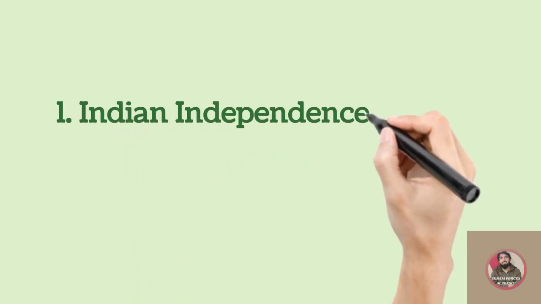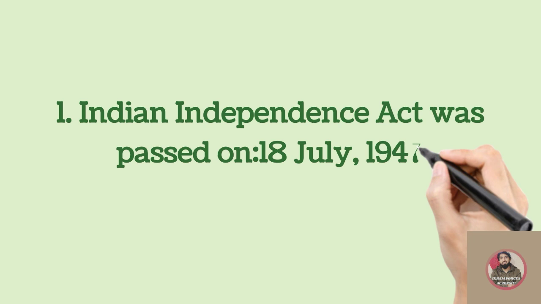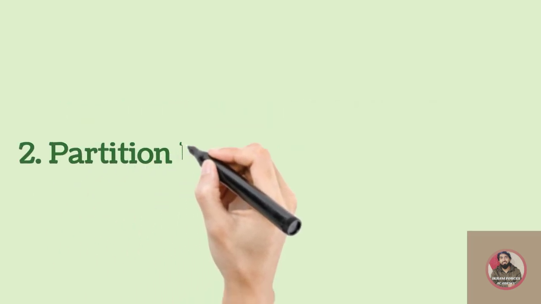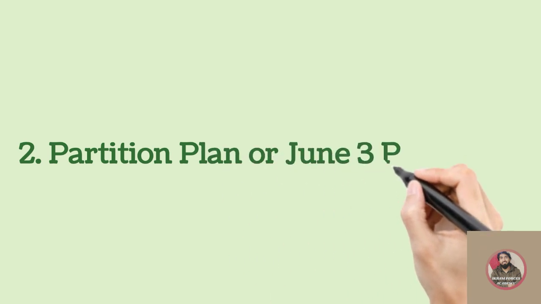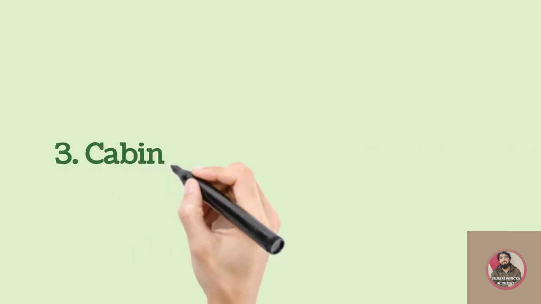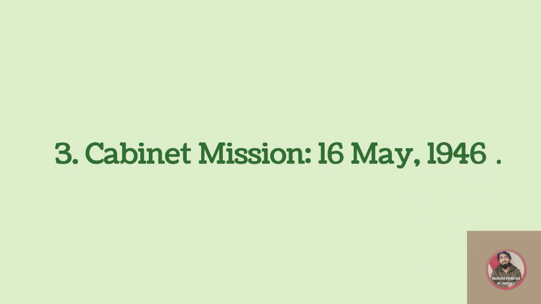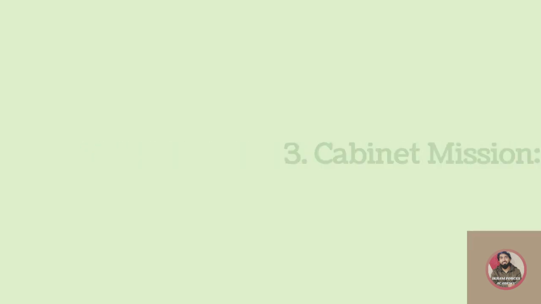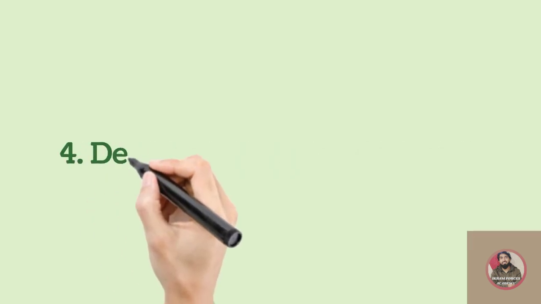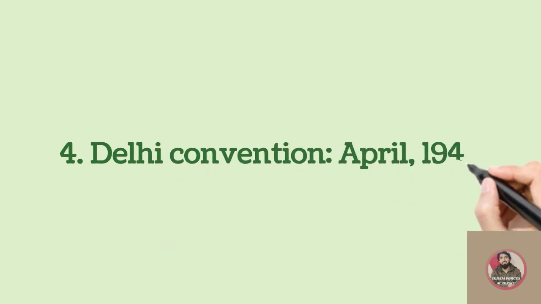Indian Independence Act was passed on 18 July 1947. Partition Plan or June 3 Plan came in 1947. Cabinet Mission came on 16 May 1946. Delhi Convention came in April 1946.